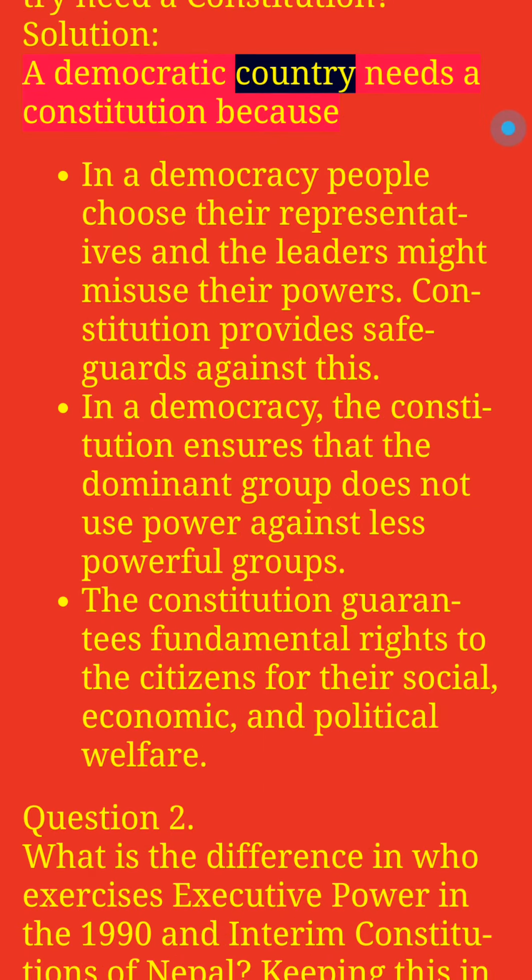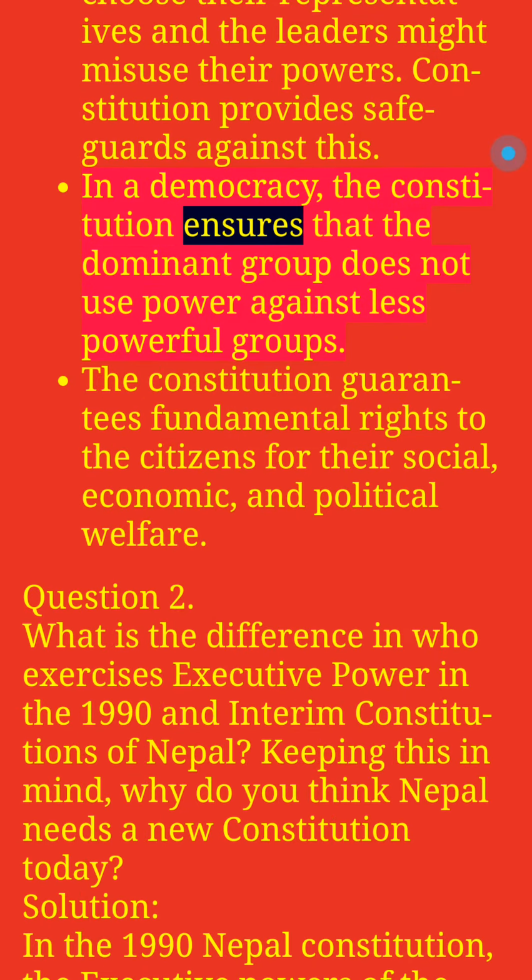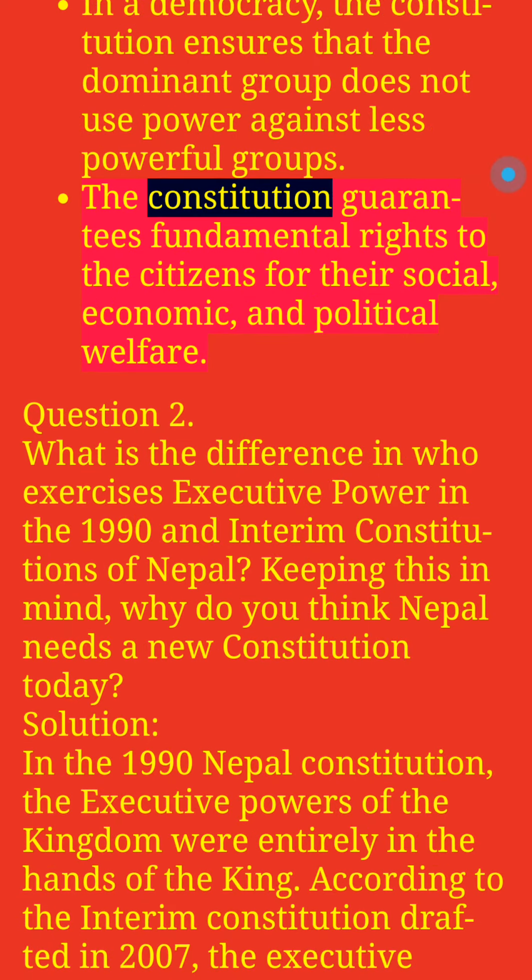Solution. A democratic country needs a constitution because in a democracy people choose their representatives and the leaders might misuse their powers. Constitution provides safeguards against this. In a democracy, the constitution ensures that the dominant group does not use power against less powerful groups. The constitution guarantees fundamental rights to the citizens for their social, economic, and political welfare.